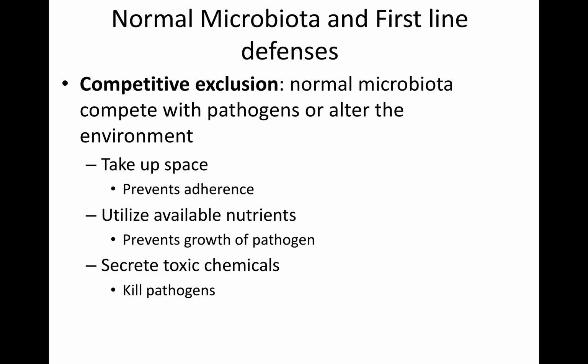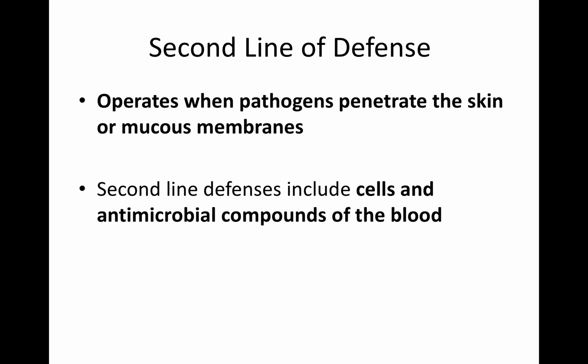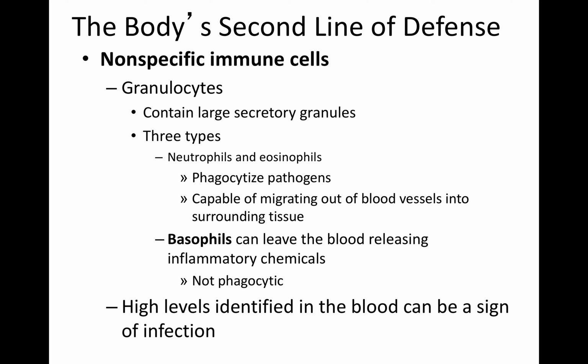The second line defense operate when the pathogen penetrates the skin or gets past the mucous membranes, and that includes different cells and antimicrobial compounds in the blood. So looking at some cells, they're non-specific. There's granulocytes and then agranulocytes. Granulocytes contain large secretory granules, usually have chemicals in there that are involved in inflammation or phagocytosis. So there's three types. There's neutrophils and eosinophils.